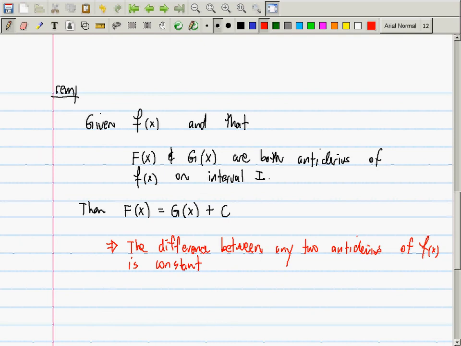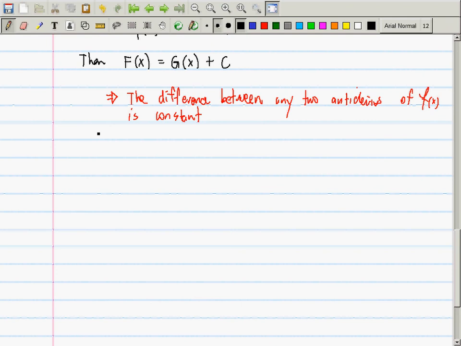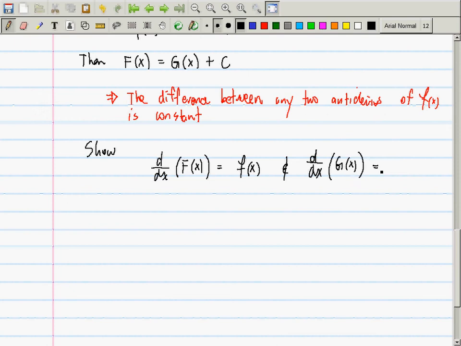So the way it is shown is as follows. According to the fact that big F and big G are both antiderivatives of little f, we know that the derivative of big F is what? Little f, right? Because that is the mathematical sentence corresponding to the English sentence that big F is an antiderivative of little f. Okay, what is another mathematical sentence that looks almost just like this that we know? The derivative of big G is what? Little f, right? So they're both antiderivatives, so the derivative of each one of them is little f.